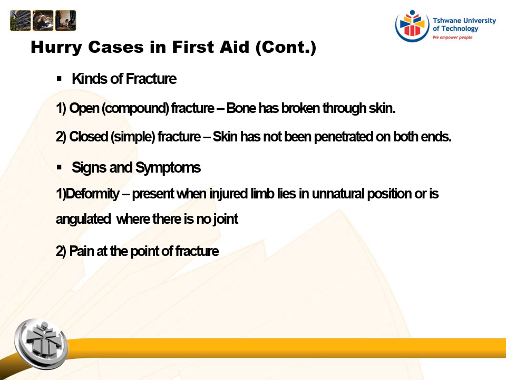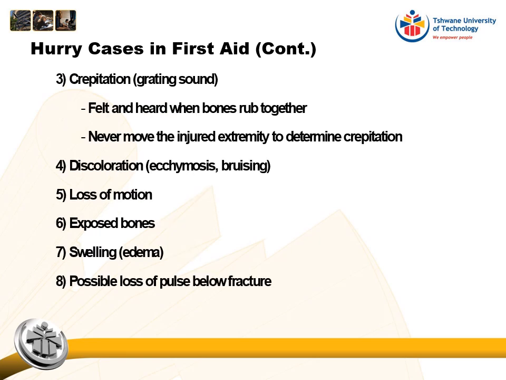Signs and symptoms of fracture. Number 1, deformity, present when the injured limb lies in an unnatural position or is angulated where there is no joint. Number 2, pain at the point of fracture. Number 3, crepitation or a grating sound. It is felt and heard when the bones rub together. Never move the injured extremity to determine crepitation. Number 4, discoloration. 5, loss of motion. 6, exposed bones. 7, swelling. And then 8, possible loss of pulse below the fracture.